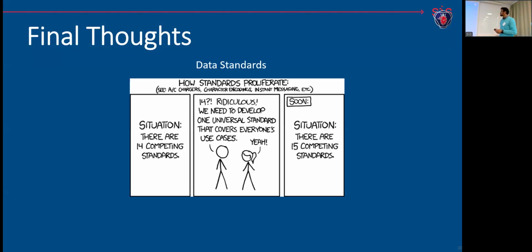Final thoughts? How many of you have seen this comic? Which I like very much. Try to make a different standard. We use our terms from the standardized terminologies, as Ulf mentioned. Thank you.